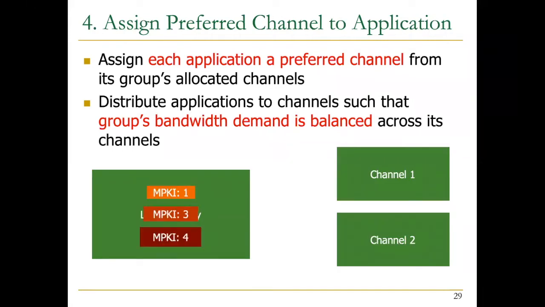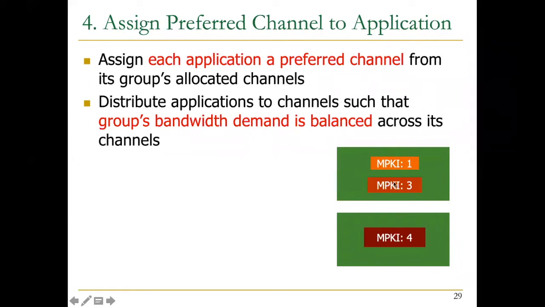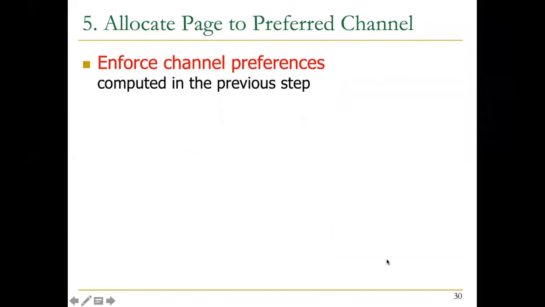In terms of low intensity applications, let's say you have 3 applications. One has MPKI, misses per kilo instruction, of 1, another 3, another 4. What we do is we try to balance the bandwidth demand. So here, if you add up the MPKIs, that's one way of doing it. You get 4, and you get 4. Now you balance the bandwidth demand, hopefully.